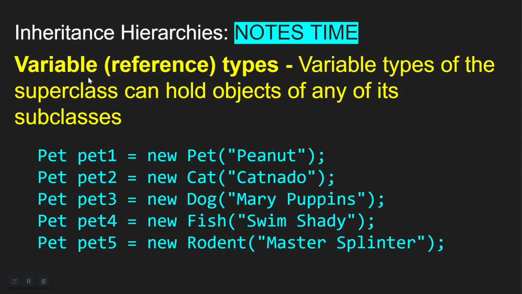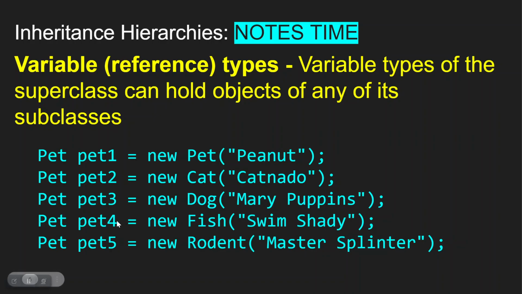So variable or your reference types over here, variable types of the superclass can hold objects of any of its subclasses. So I can say pet1 equals new pet and just call that one peanut. But then pet2, that can be an object of the cat class because cat is a subclass of it. And then you can do pet3 equals new dog. And then again, dog is a subclass of the pet class.